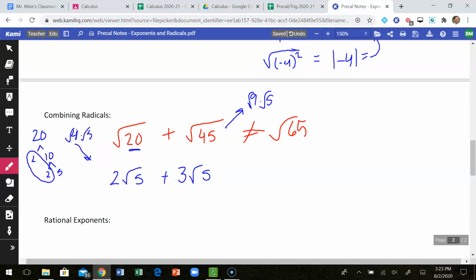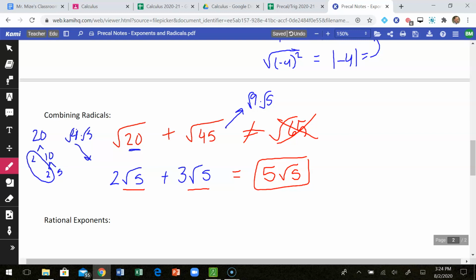And now, because I have this square root part the same, now I can add these together. And what I do is I basically think of that square root of 5 as like a variable. I have 2 root 5s and 3 root 5s, which means altogether I have 5 square root of 5. Not the same thing as the square root of 65. If you don't believe me, plug into a calculator. It's not the same thing.